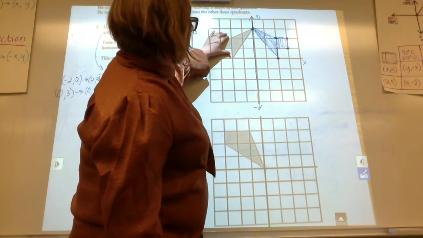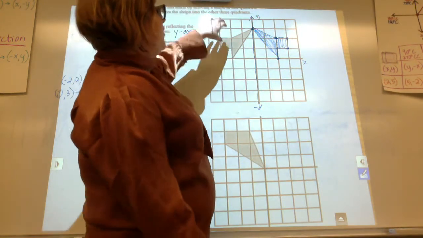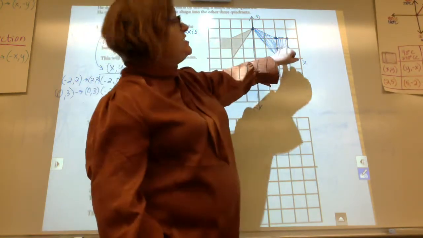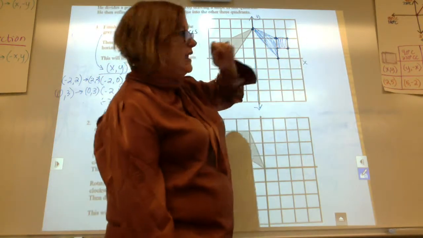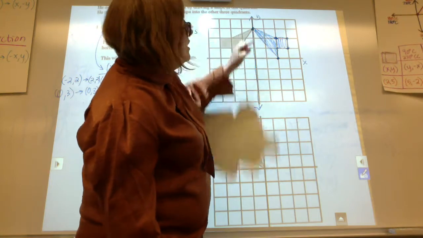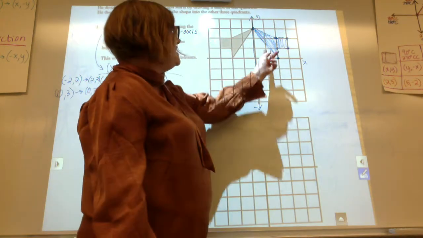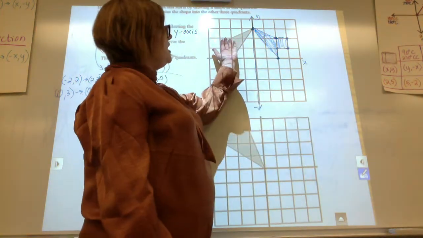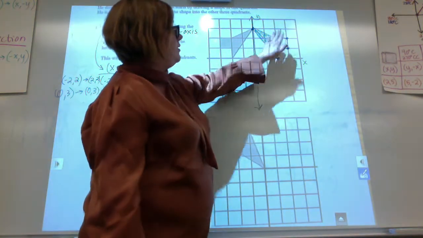The square was furthest away from the y-axis. It's still furthest away from the y-axis. My longest side of this triangle is closest to the y-axis. It's still closest to the y-axis. It's just flipped over, okay?